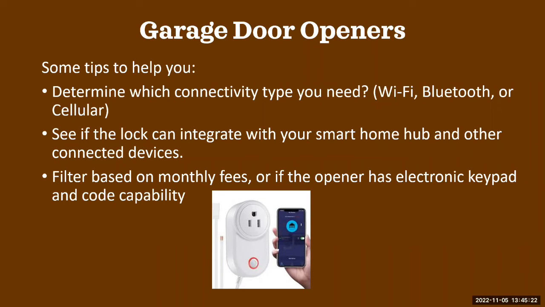So here are some tips to help you. Determine which connectivity type you need, whether it's Wi-Fi, Bluetooth, or cellular. See if the lock can integrate with your smart home hub and other connected devices. You want to filter based on monthly fees, and whether the opener has an electronic keypad and code capability.